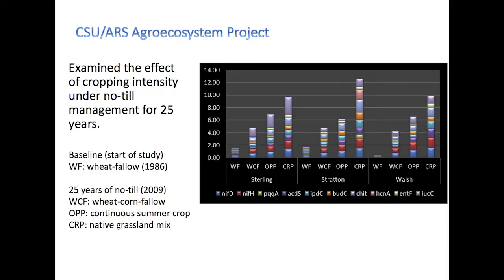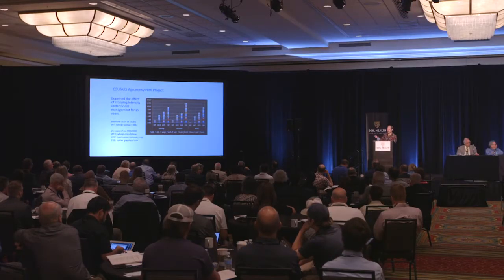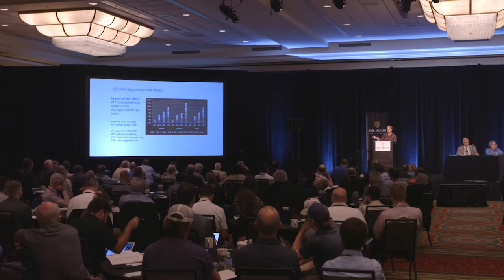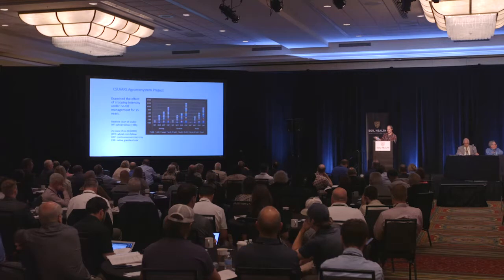Another example where we've used this index is a study in eastern Colorado looking at cropping intensity. Basically, we start with wheat-fallow, so fallow every other year, then wheat-corn-fallow, fallow every third year, all the way to a CRP or perennial grassland. Again, this index picks up a nice difference in beneficial bacteria. As you remove fallow, we're increasing the microbial biomass and the beneficial microbes. So the index is very sensitive to management as well.